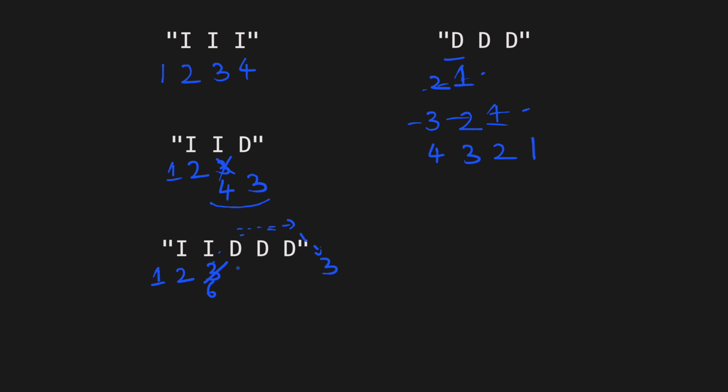Then we saw the value D, so we decrement the sequence. Then we see D again, so we decrement the sequence. And then we see the D again, so we get the value 3. And now our sequence becomes 1, 2, 6, 5, 4, 3. So what this means is whenever we see the D's, the sequence gets reversed.